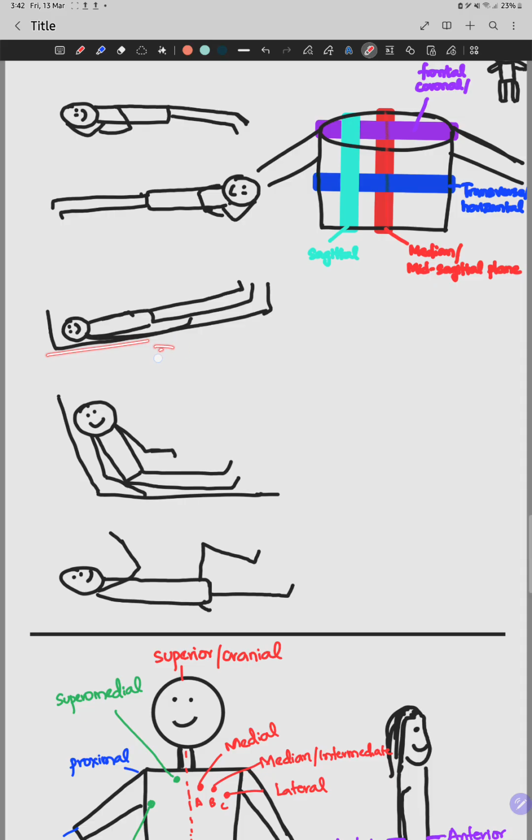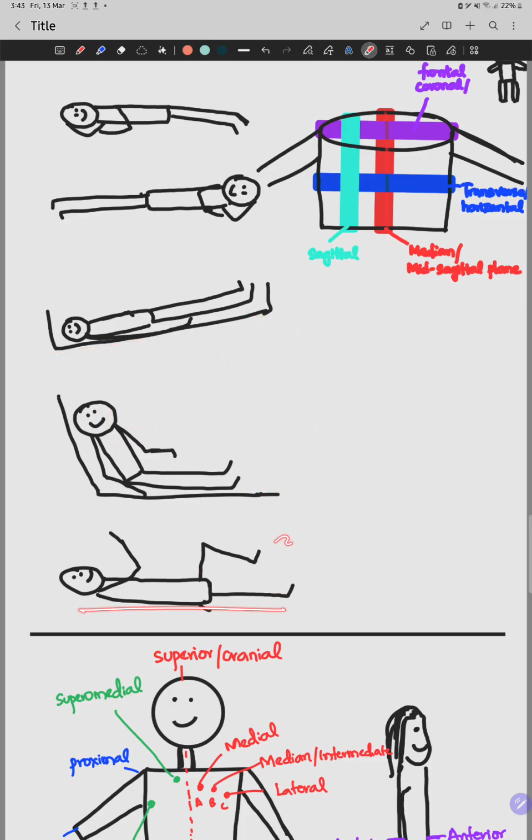Next one, this one is going to be my Trendelenburg position. Legs are upwards, by 15 to 30 degrees. This one is for respiration in the case of non-ambulatory patients. This is called the Fowler's position.